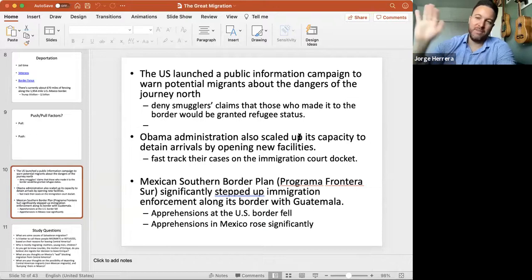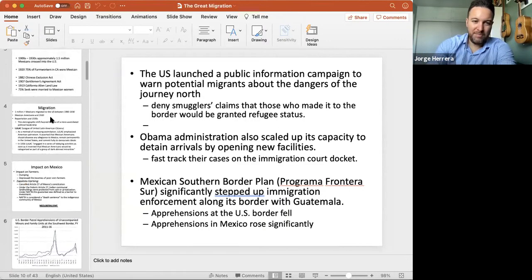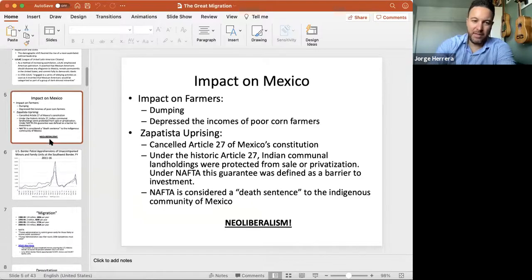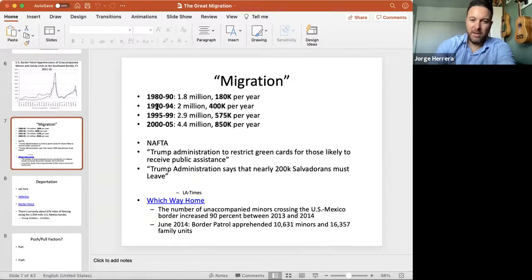And NAFTA, we're not even going to talk about NAFTA today, but that messes up Mexico big time. Maybe we'll go up because we skipped this slide. If you want to learn about NAFTA, it's right there. I think we also do that at the end of the semester. Between 1980 and 1990, in that decade, you have less than 2 million people. In the 4 years after NAFTA, in that decade, you have 2 million people total in 10 years that migrate to the United States.